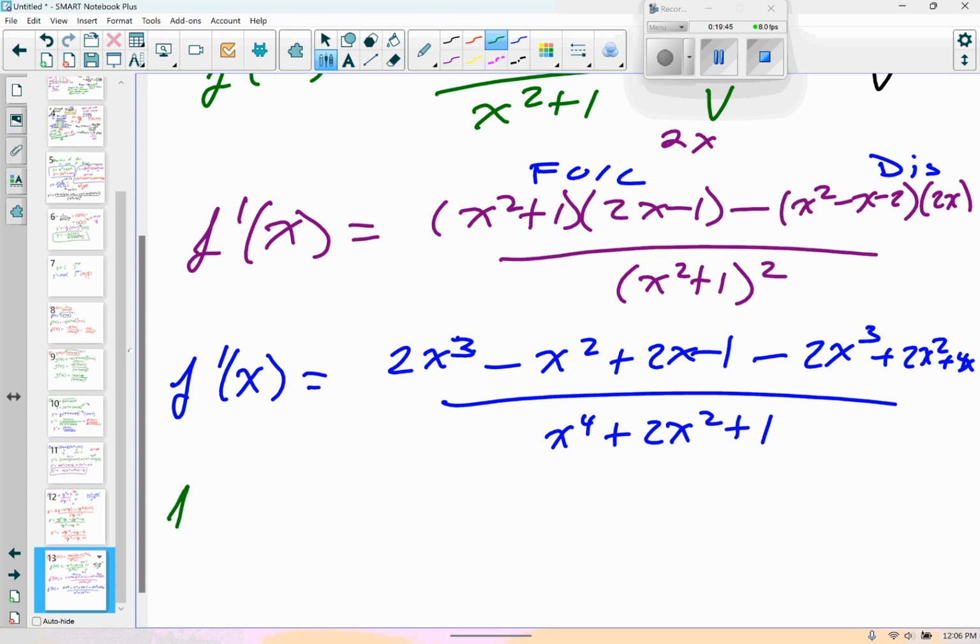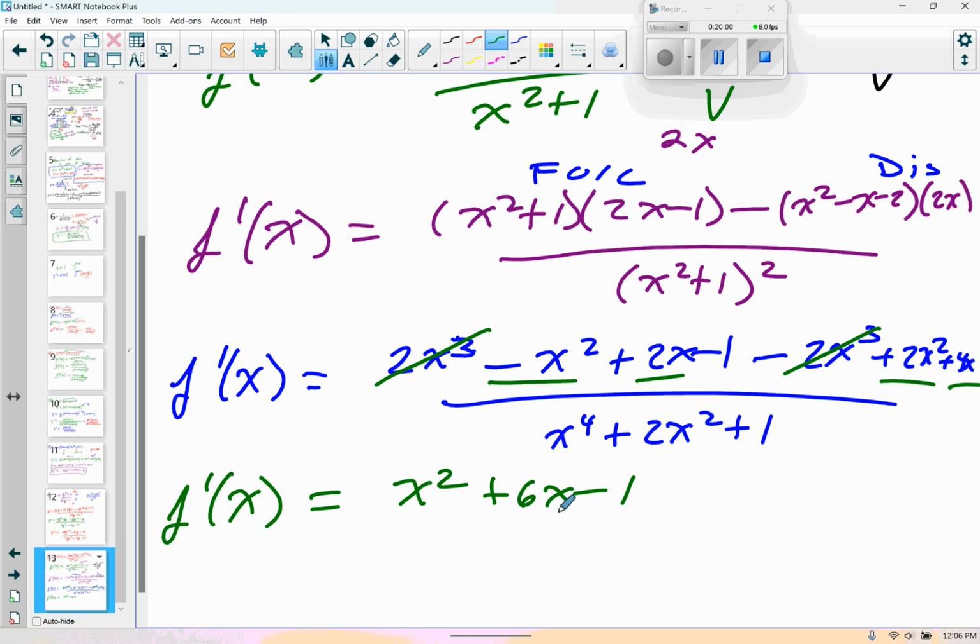And I just did some fancy math, and I might have lost a couple people. That cancels that. That's beautiful. This combines with that. I like it. This combines with that. Minus 1 over x to the fourth plus 2x squared plus 1.